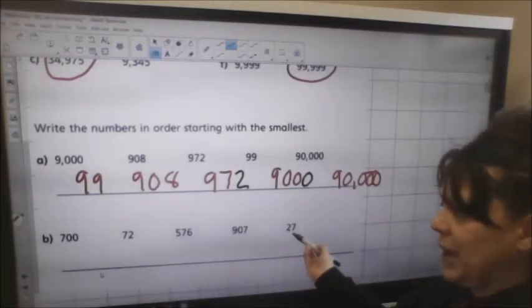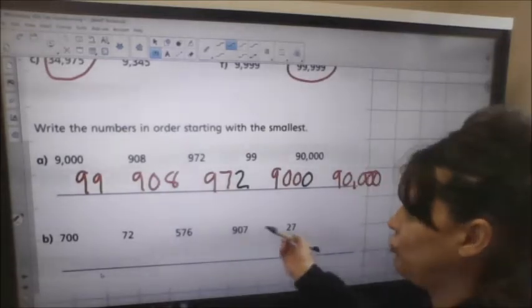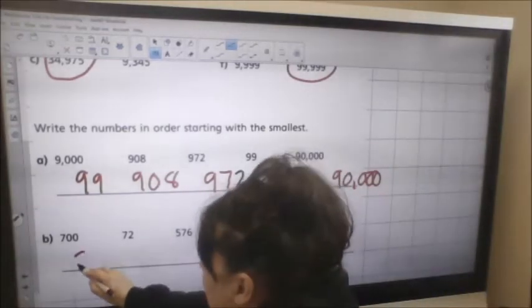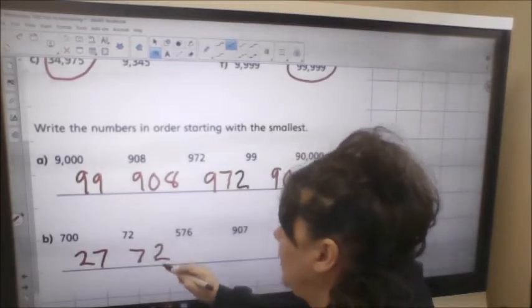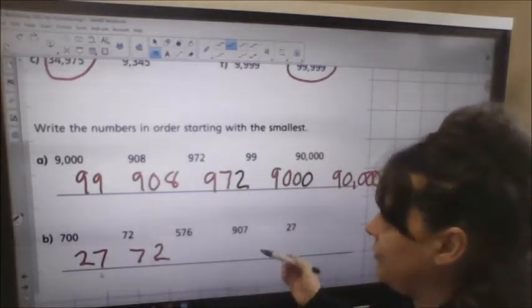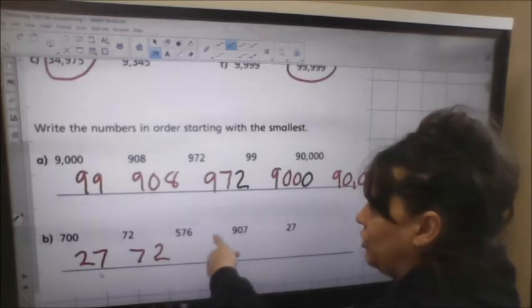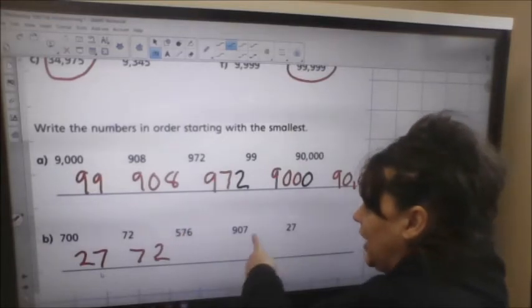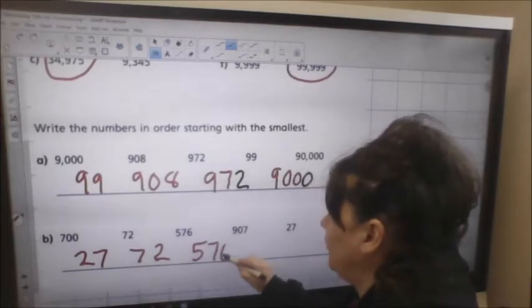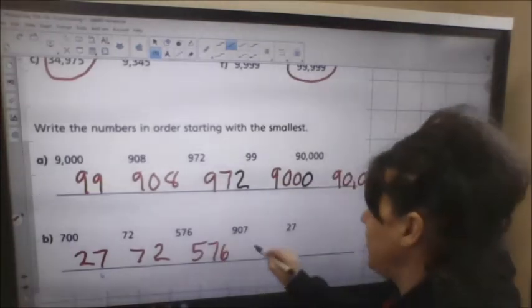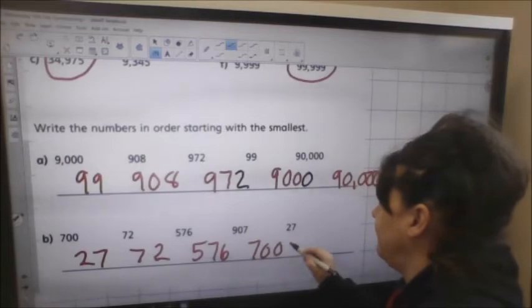Okay, at the bottom, I've got my smallest number. That's got the least amount of tens out of my two-digit numbers, so it's 27, then 72. Then I'm looking at my 3-digit numbers. I've got 700, I've got 576, and I've got 900. Well, 576 has got less hundreds than the others. Then 700, and finally 907.